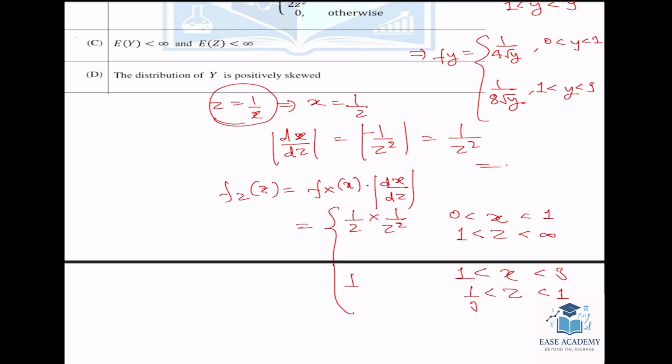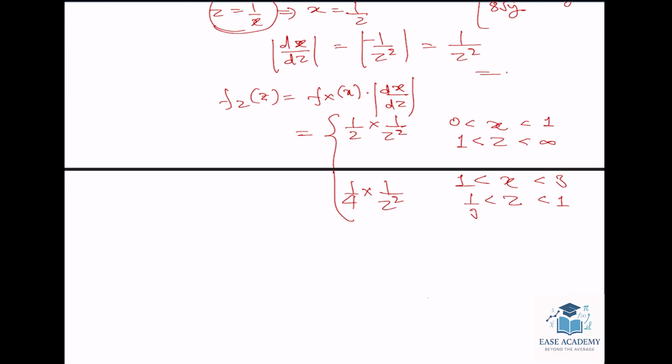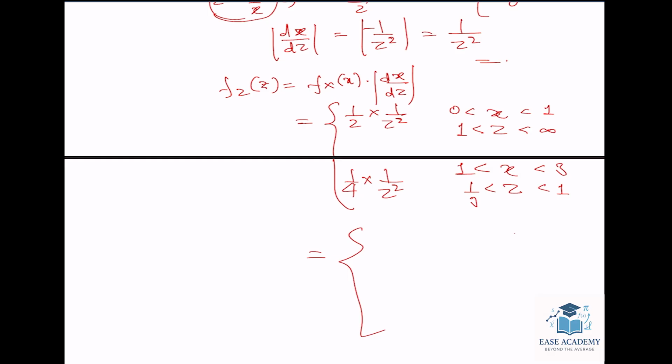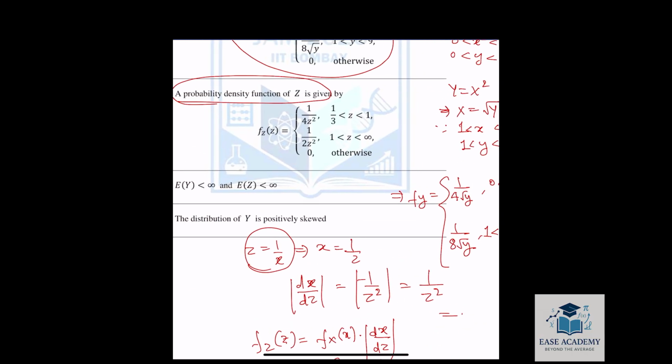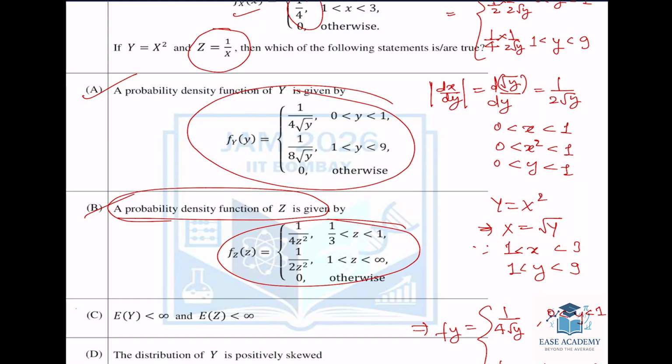So this would be 1 by 4 into 1 by z square. That is, hence for z from 1 to infinity, 1 by 2z square, and for z from 1 by 3 to 1, 1 by 4z square, and we can see here it is. So option B is also correct.